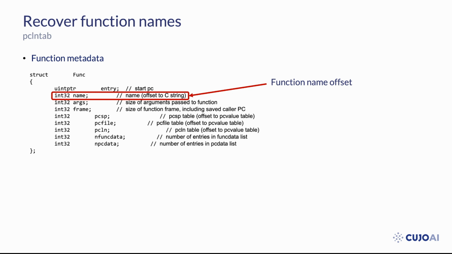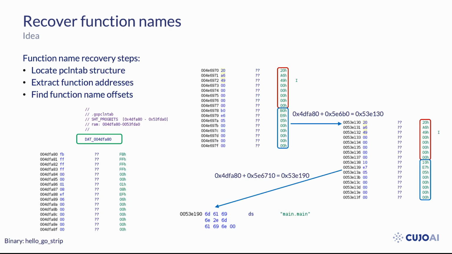So let's turn back to the metadata table. It starts with the same value, the address of the entry point of the function, and then there is an offset to the function name, which is exactly what we need. We have to know where the function starts, and then we have to find somehow the name of the function. And as we can see, we have all this information here. So the steps of the function name recovery are very easy, and this is what our script is doing.